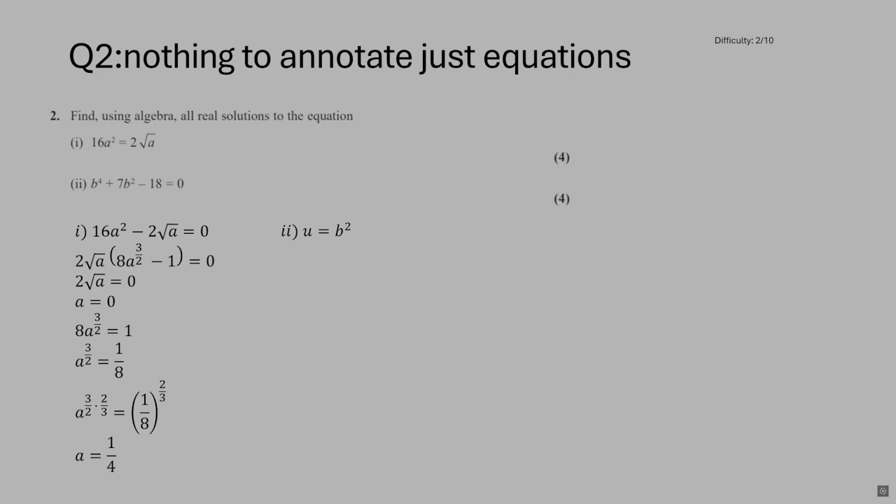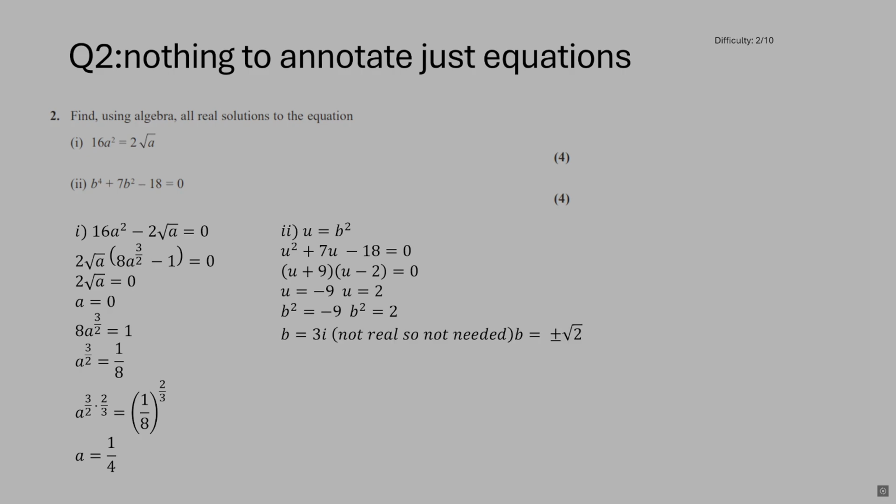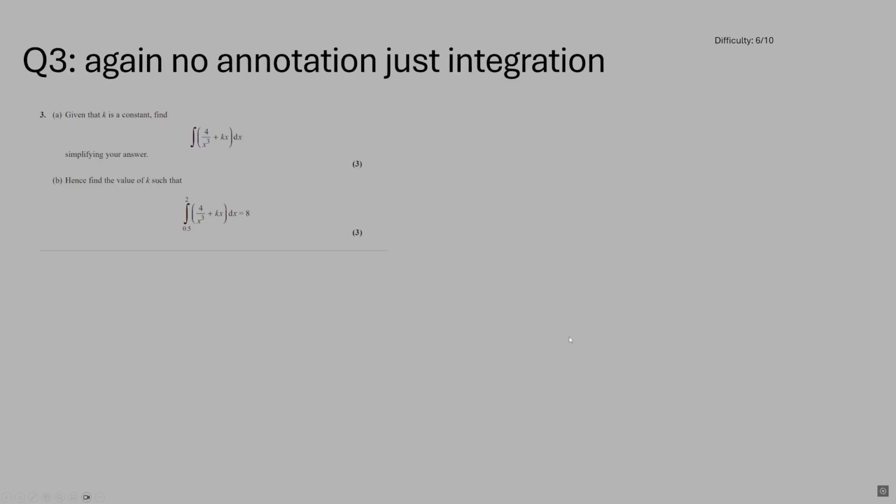Right, so for the next one, even though you could do it normally, we're just going to substitute u as b squared, and we're going to write it out like this. Then we're going to factorise it like normal and find the values. So now we have b squared equals negative 9, b squared equals 2, and we know the solution, so we have 3i, but it says real, so it doesn't matter, and then plus or minus root 2, which are the actual solutions.